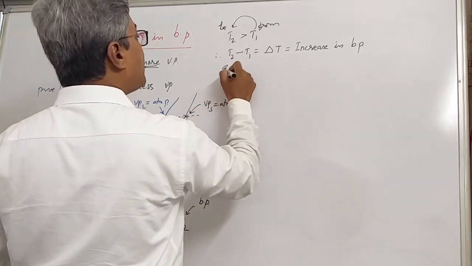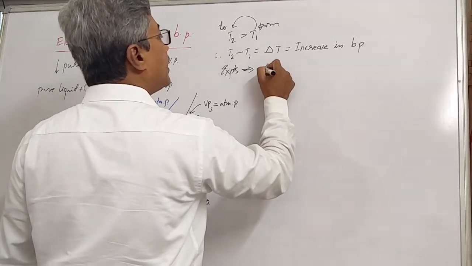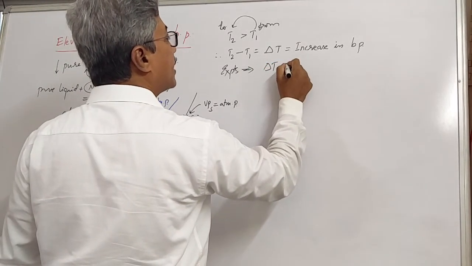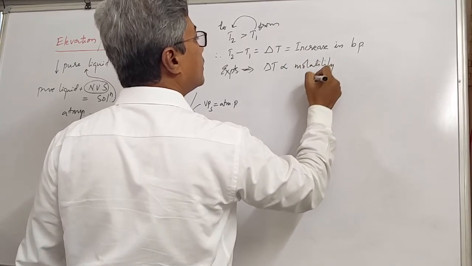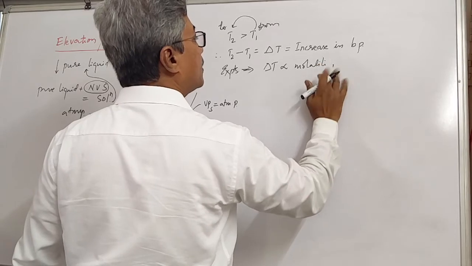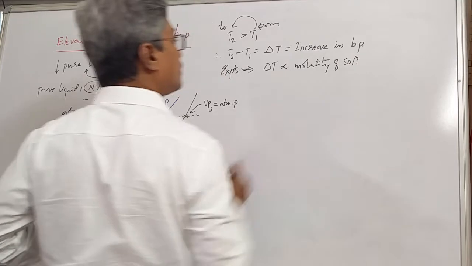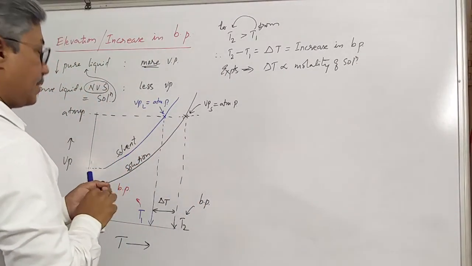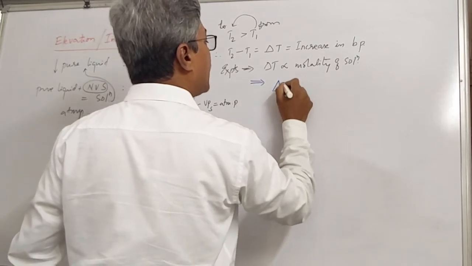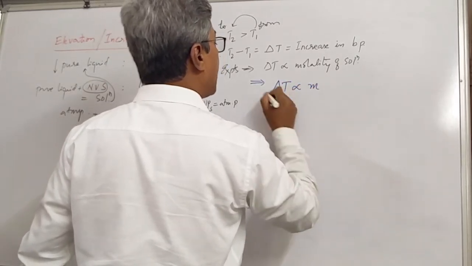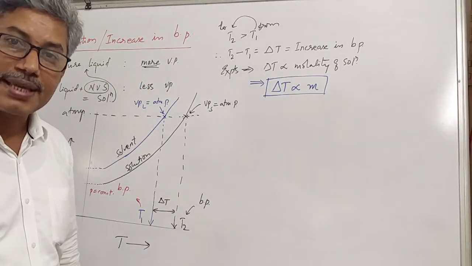Now, experiments indicate that the increase in boiling point is directly proportional to the molality of the solution. This is very much important, students. That is, this implies that delta T is directly proportional to m. Delta T is directly proportional to m.